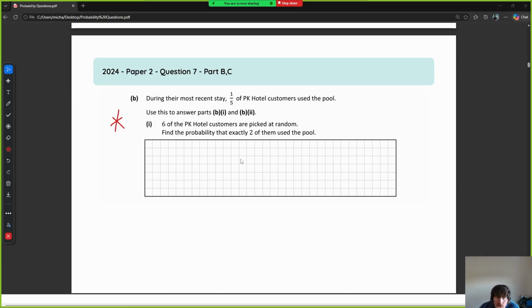Okay, so I scrolled along here to 2024, and we have a question on something to do with hotels. Hotel customers, during their most recent stay, 1/5 of the customers use the pool. Okay, straightforward stuff. Sounds like you can get the pattern of these. These sound like the Bernoulli trials, 6 customers are picked at random, so it is a Bernoulli trial. And there you go, there's your buzzword, exactly 2. Okay, so you should just know how to do this now.